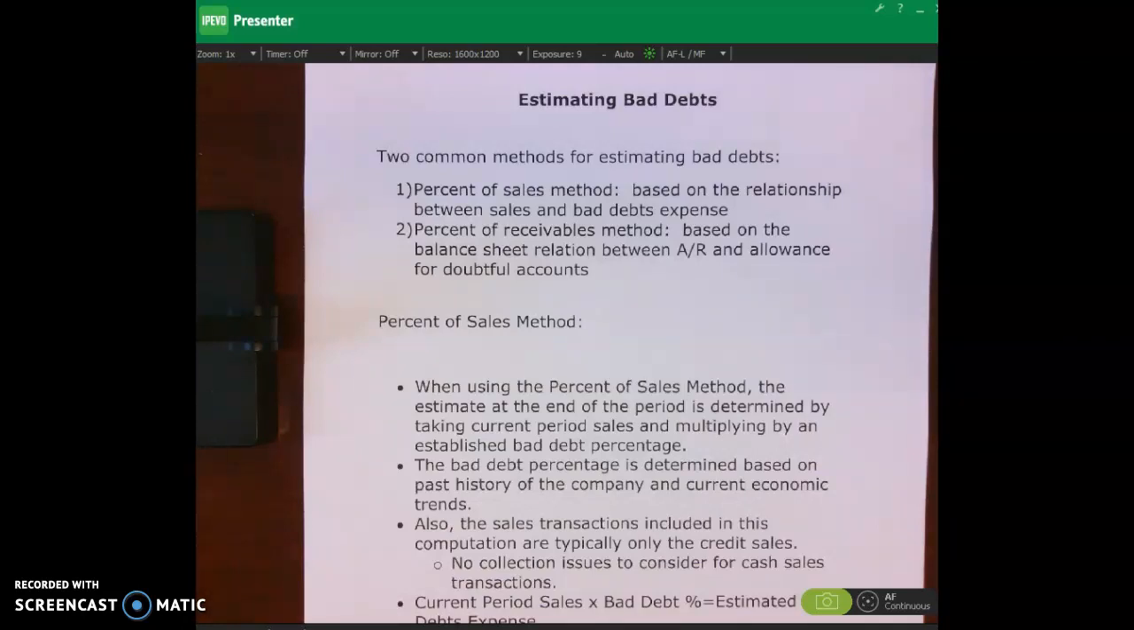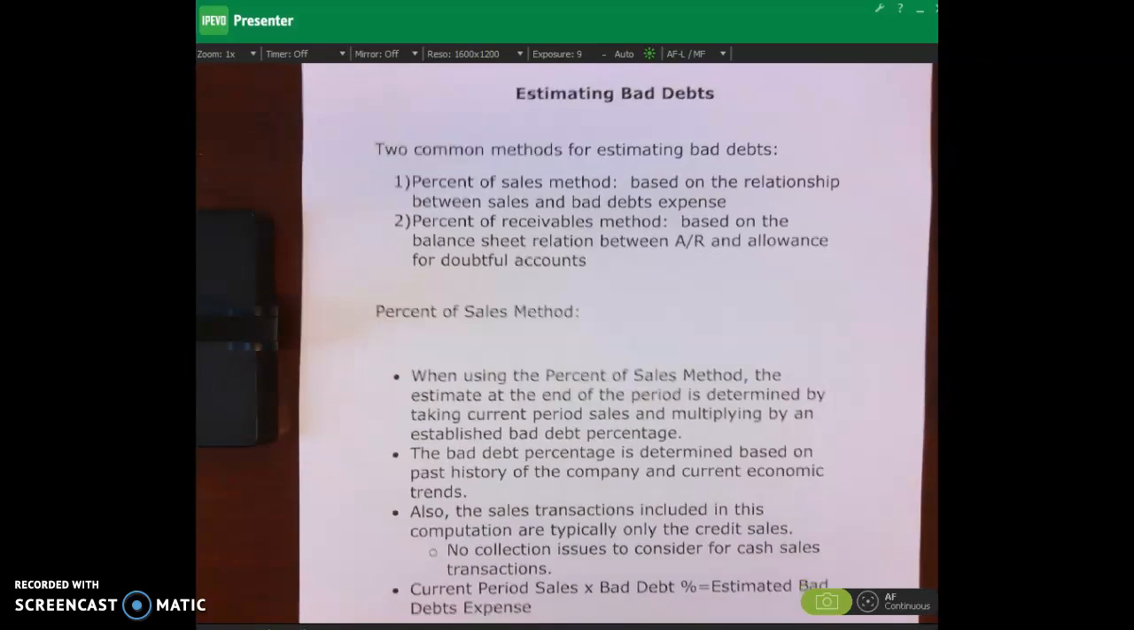Okay, so remember what we have to do at the end of the accounting period. We have to do that adjusting journal entry to recognize bad debts expense. That adjusting journal entry, remember, is debit bad debts expense, credit the allowance for doubtful accounts. And so what we're talking about in this video is how do we figure out how much to debit bad debts expense for? And those are the two methods.